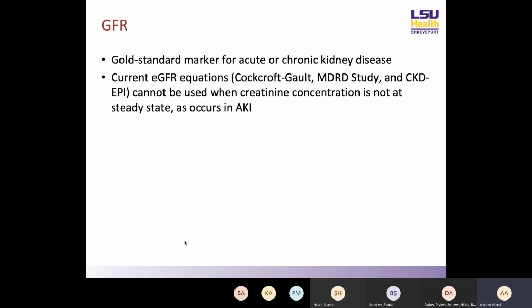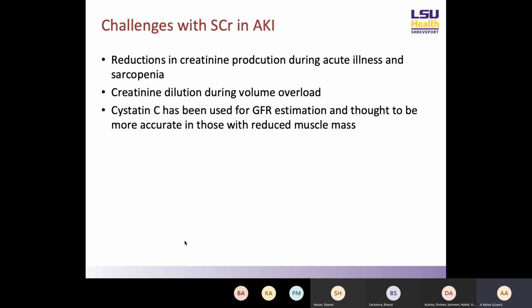So again, another challenge is to know what the creatinine clearance is at that moment accurately. In general, there are challenges with using serum creatinine in AKI, and this has led to a lot of developments, or a quest for developments, for biomarkers.